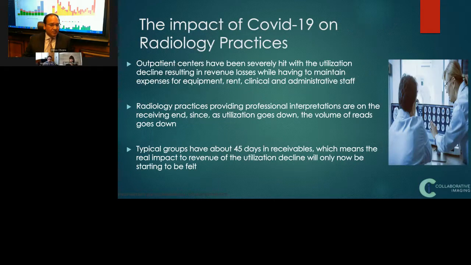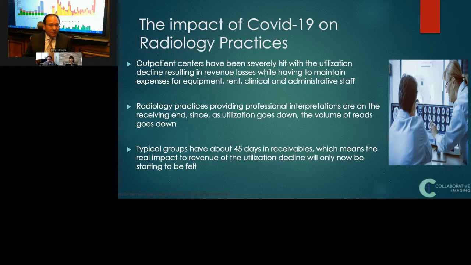So on radiology practices specifically, our outpatient centers have been hit severely with utilization decline. This has resulted in significant revenue losses because they still have to pay for their equipment, they have to pay for rent, the clinical and administrative staff, but again, there's no volume coming in. Radiology practices, in turn, have also suffered because now they don't have professional interpretations to provide since utilization has gone down significantly. And if you think about it, a typical healthcare practice has days in AR, or receivable, of about 45 days. So that means that 45 days after the onset of decline, their cash is going to start drastically declining. And that's what we're seeing today with a lot of practices.